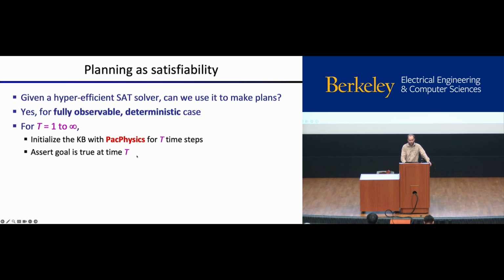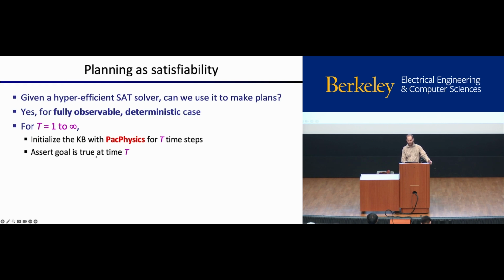If no, we increment t, we raise t. So maybe there isn't any way that Pac-Man could achieve the goal in one time step. So what about 2 time steps? What about 10 time steps? Eventually, if the goal is achievable at all, there will be a number of time steps within which it is achievable. And then if we have a good SAT solver, we can find the assignment of values to variables that will make everything work properly.